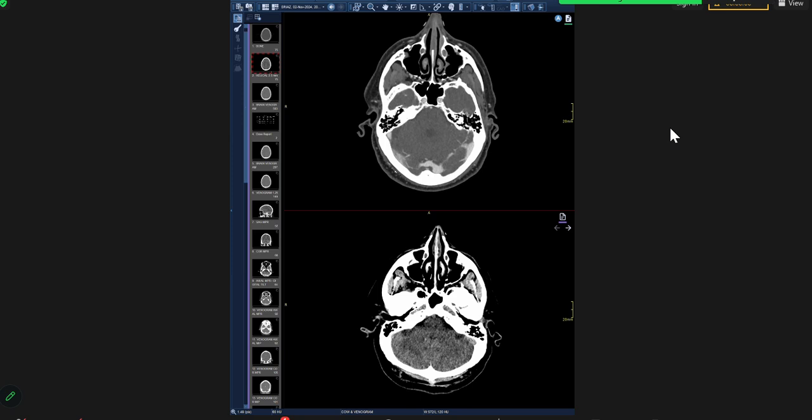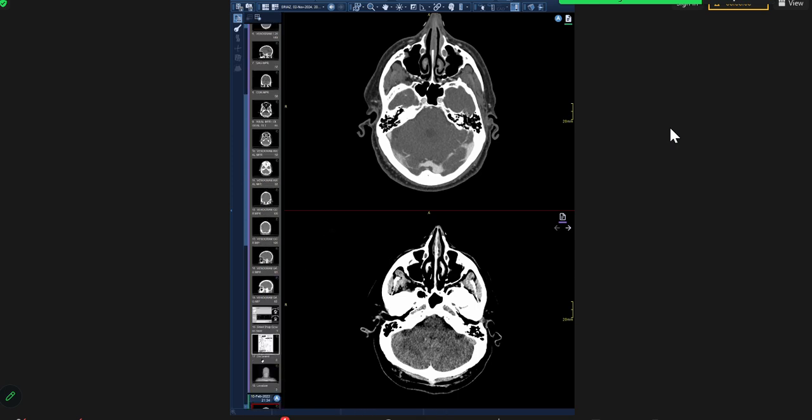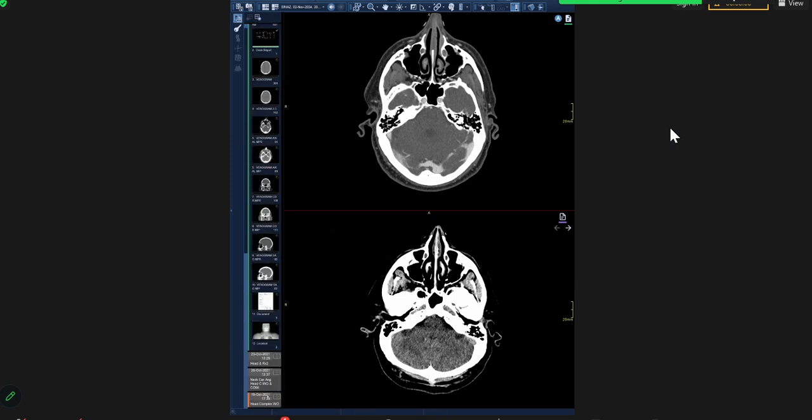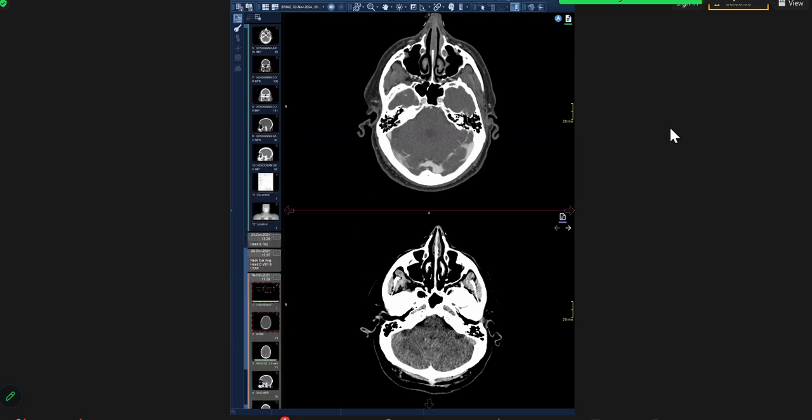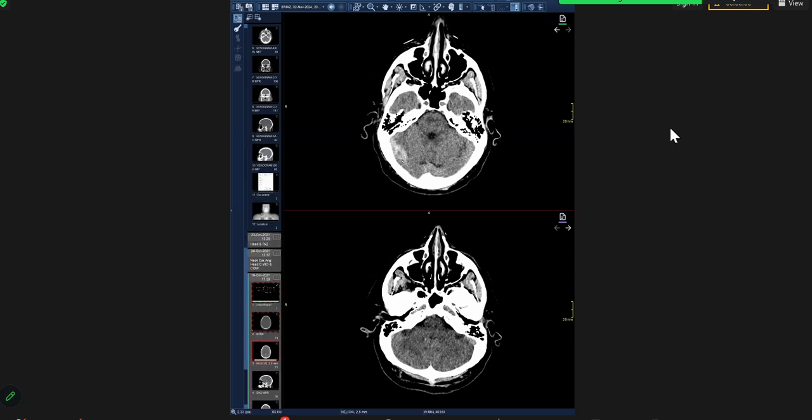They didn't know it before, and he presented like this. He presented with severe headache. And the first CT that was done for this patient, it was missed. So on the first CT, I'm going to bring that up here. I think it's this one. It was missed on this CT. This was 19th October. So they said the CT head is normal.